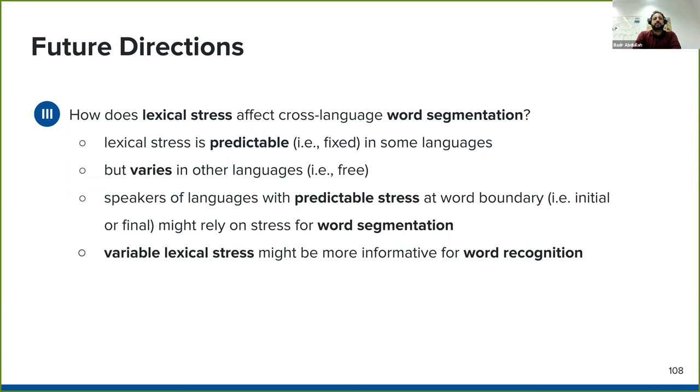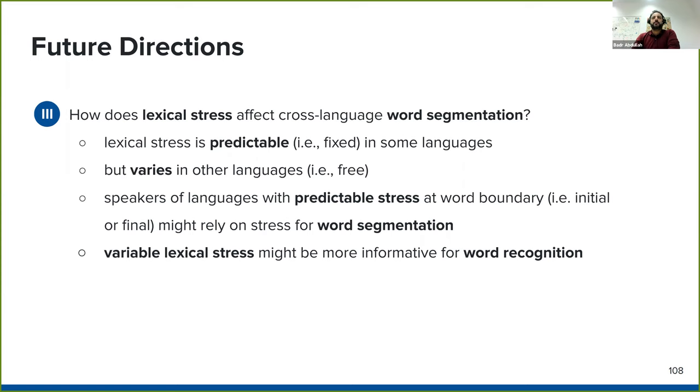But for languages with variable lexical stress, lexical stress could be more informative for word recognition and not word segmentation. And it would be interesting to look at this from a computational perspective and simulate these experiments.